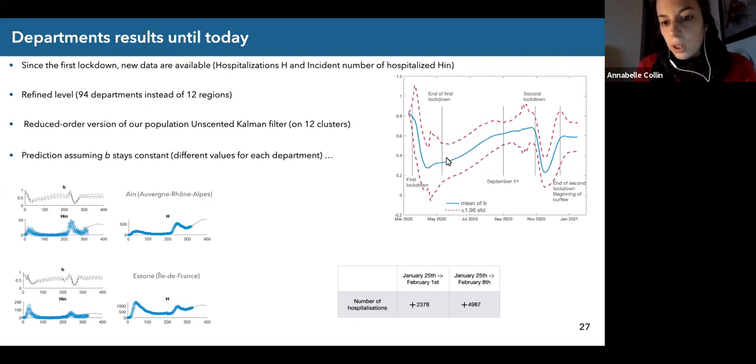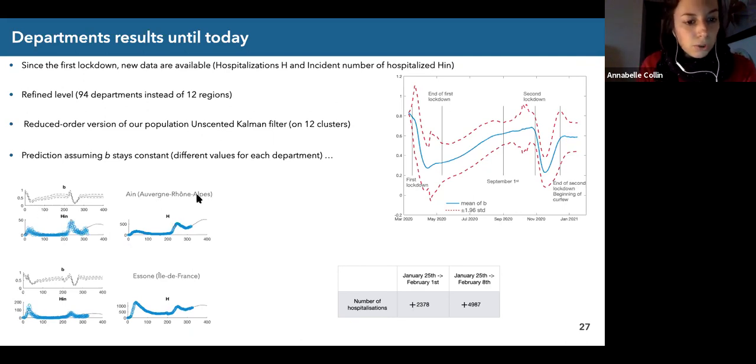So the mean value in all the departments is given in blue. And here you have the standard deviations in red, and some information such as the first lockdown, the end of the first lockdown, the 1st of September, the second lockdown, and the end of the second lockdown, which corresponds to the beginning of curfew. So I have used it to make some predictions, because at the end we can see that now B seems to be constant over time. Not the same value in the whole department, as you can see here, but quite constant. So I have done some predictions assuming that B stays constant.